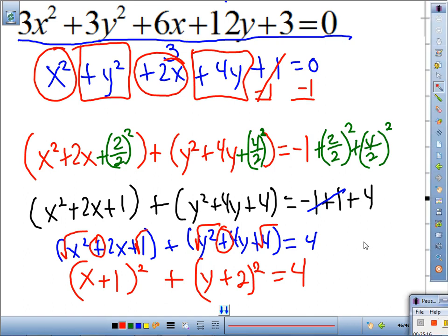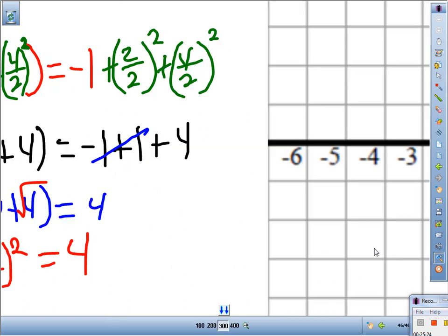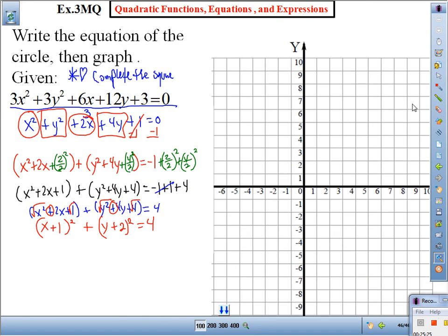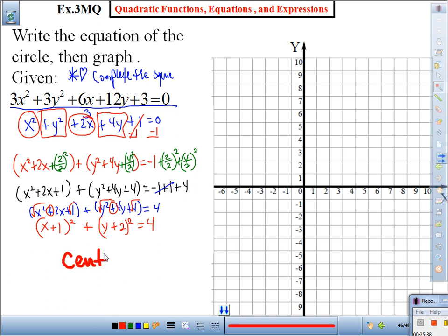Now that we did the work, let me show you the point. See what I did there? Yes, because in order for us to graph this circle, we need a point. What is that point called? The center.